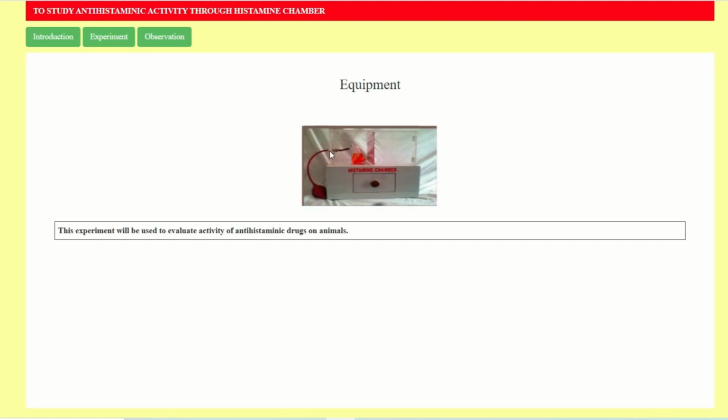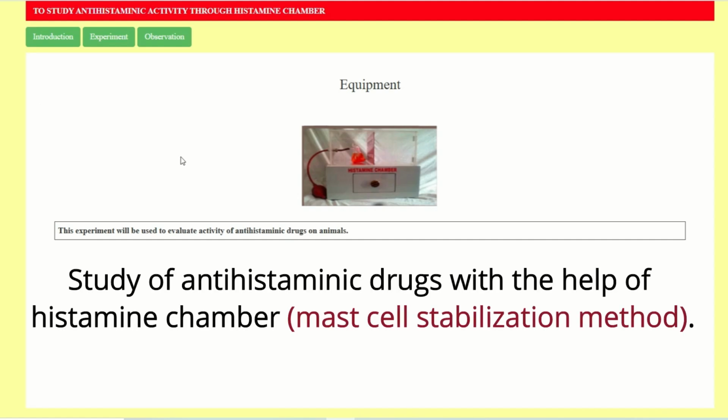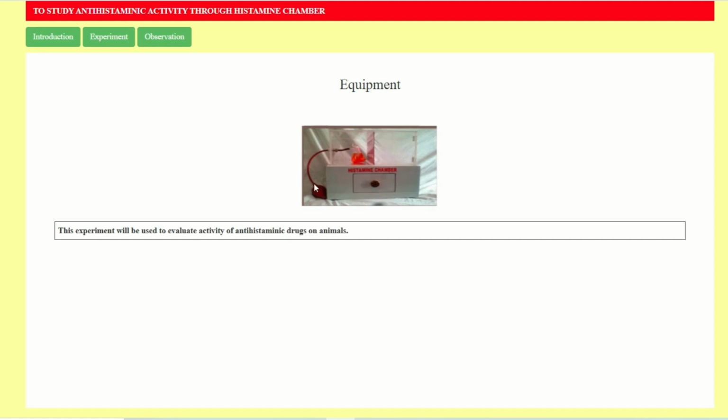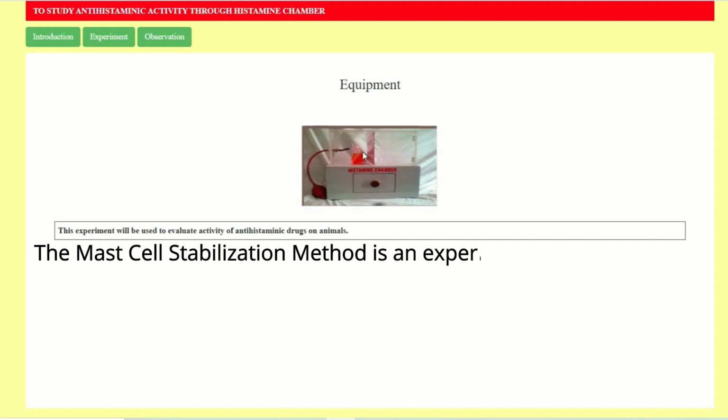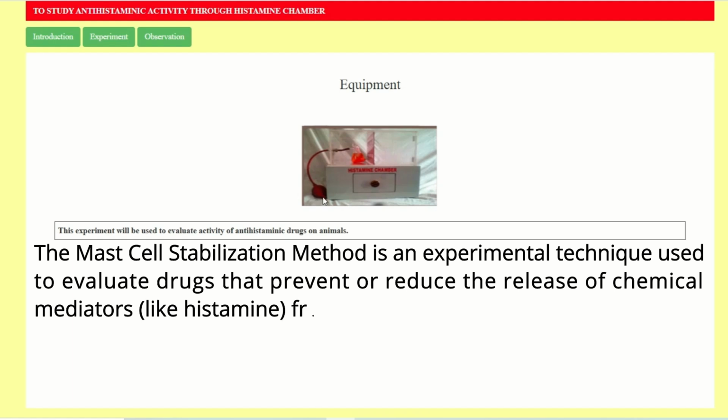After this, in the title we have seen the mast cell stabilization method. So what is mast cell stabilization? We will see that. The mast cell stabilization method is an experimental technique used to evaluate drugs that prevent or reduce the release of chemical mediators like histamine from mast cells.